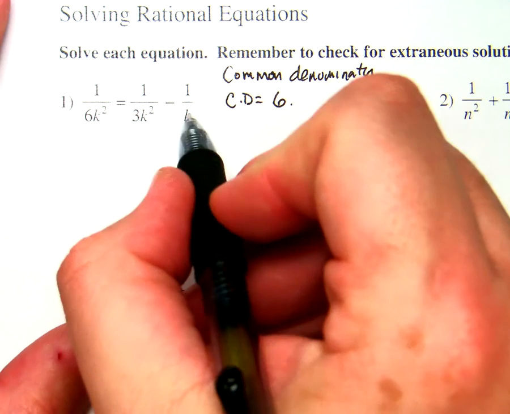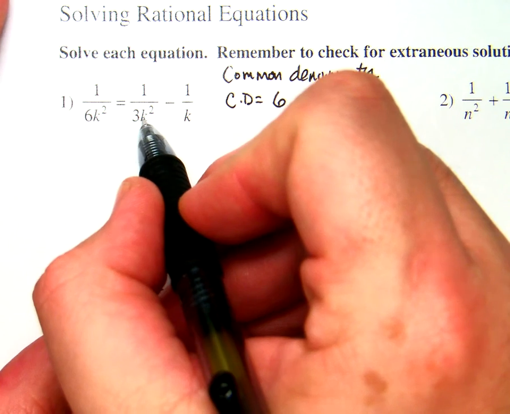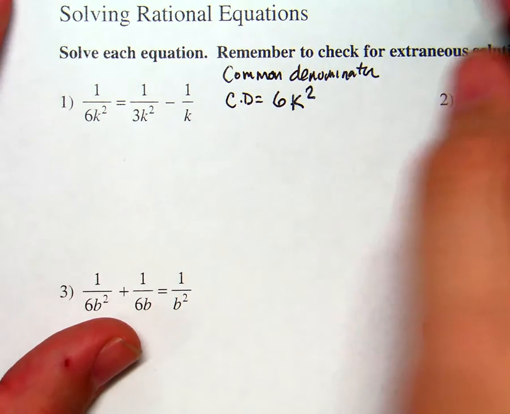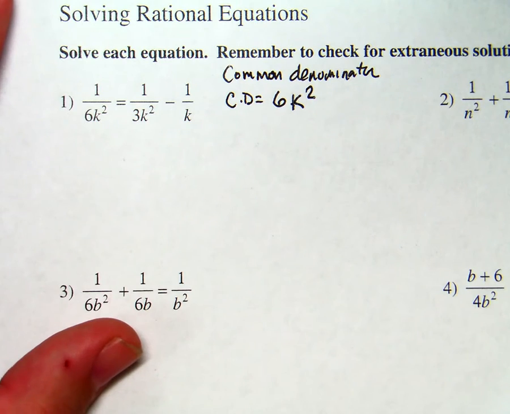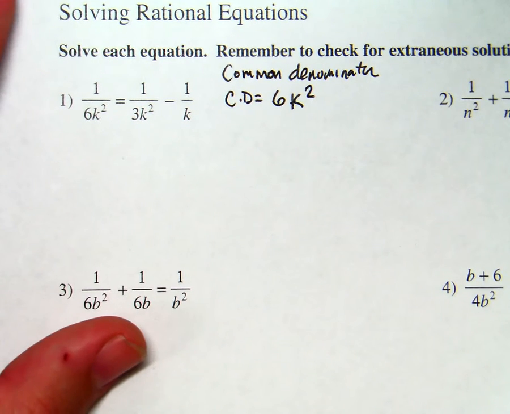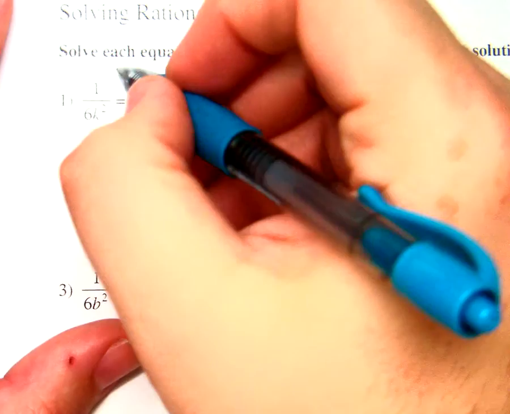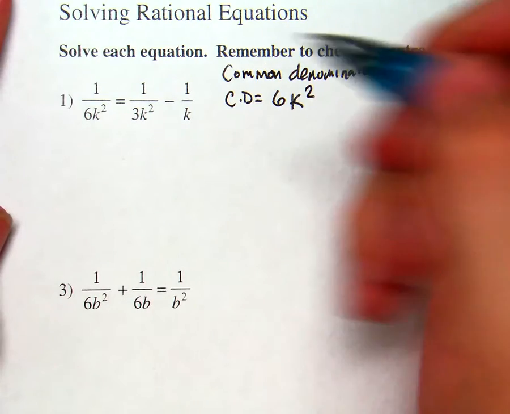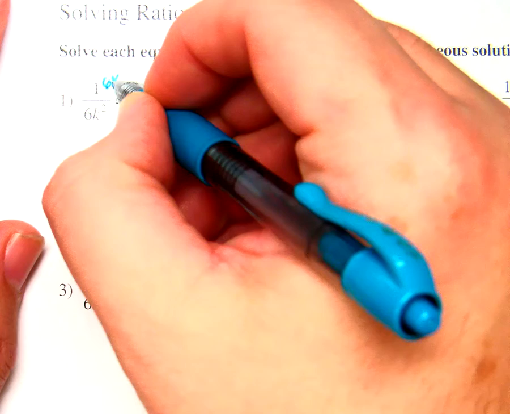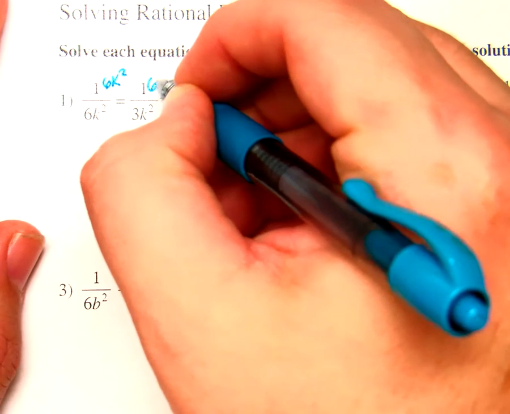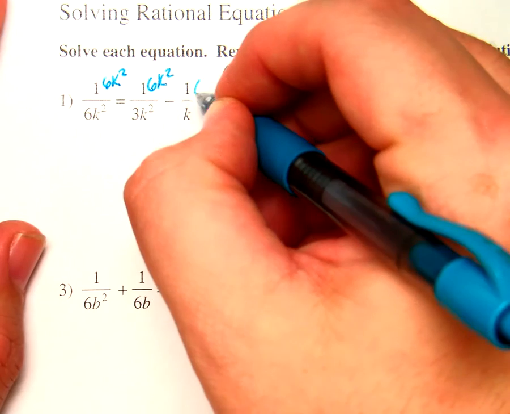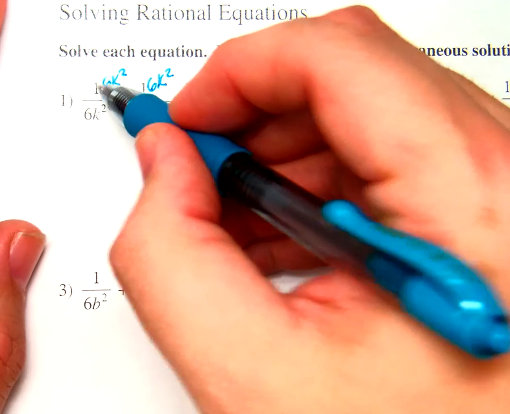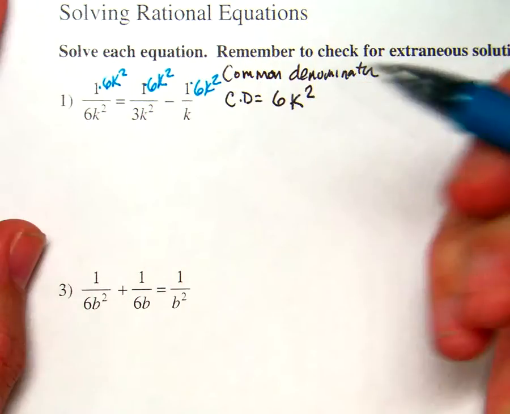Now, I have a k and a k squared. The biggest one I'm going to use is k squared. So I found my common denominator. I didn't have to factor anything. Now I'm going to multiply everything by the common denominator. So it's going to be 6k squared here, 6k squared here, and 6k squared here. So I'm multiplying by 6k squared on each one.